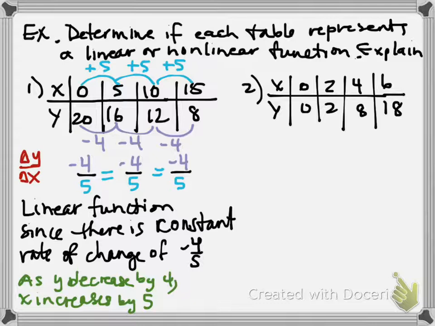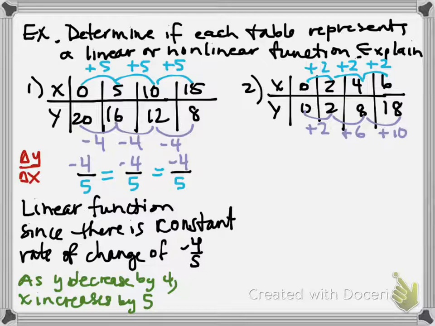Not everybody had finished when we were asking questions. What do I do to get from 0 to 2? Plus 2. From 2 to 4? Plus 2. From 4 to 6? Plus 2. Now for the y's: what am I going to do to get from 0 to 2? Plus 2. How about from 2 to 8? Plus 6, not 4. From 8 to 18?